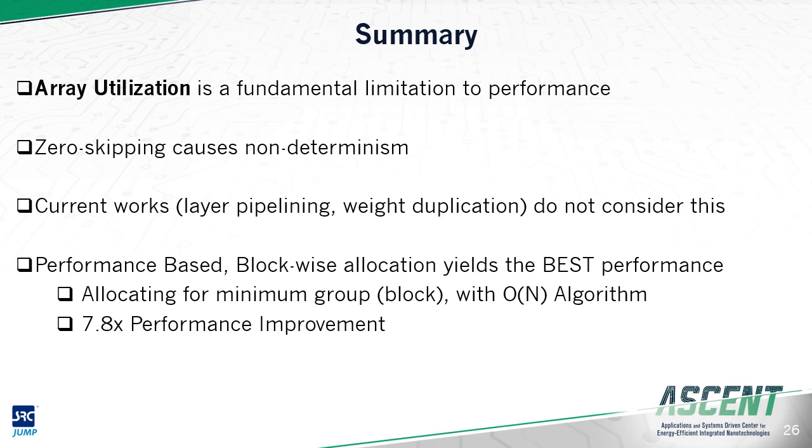So in summary, array utilization is a fundamental limitation to performance. Zero skipping causes non-deterministic compute time that previous work does not consider. And performance-based blockwise allocation yields the best performance, showing a 7.8x improvement over prior work.